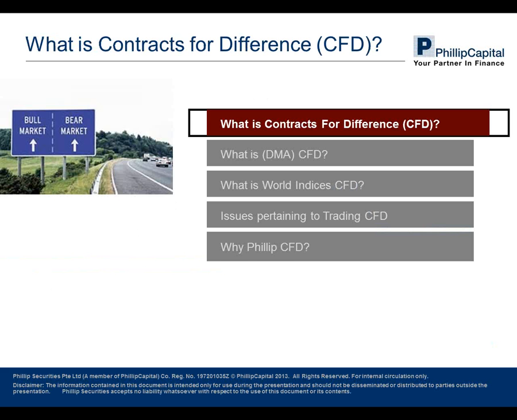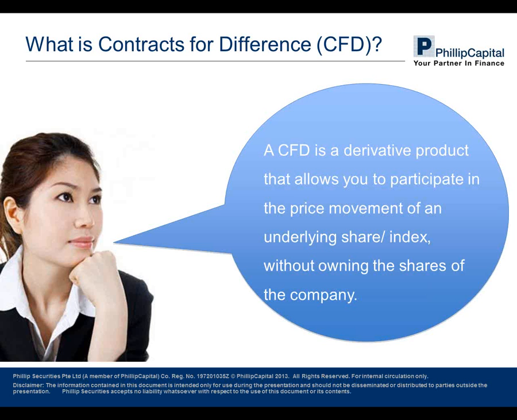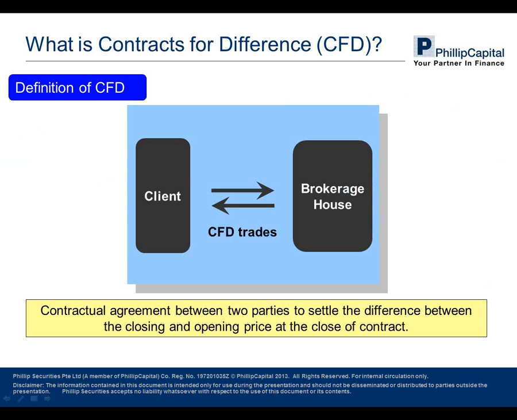Okay, let's go into the presentation proper. So what is contracts for difference? Contracts for difference is a derivative product. It allows you to trade the price movement of an underlying share, an index or an ETF, but please note that you do not own the actual shares of the company. As I said earlier, it is a contract between yourself, the client, and the brokerage house, Phillip Securities in this case. It is a contractual agreement between both parties to settle the difference between the closing and the opening price of the contract.